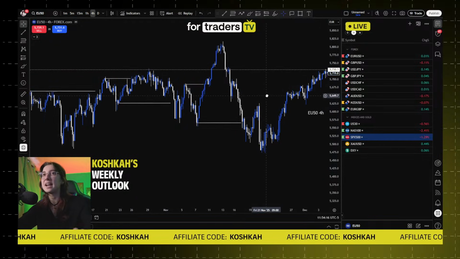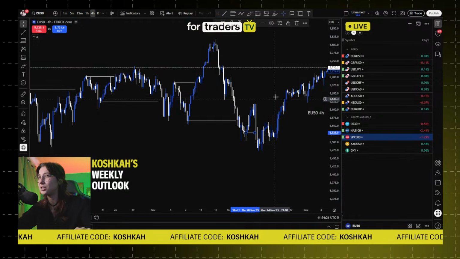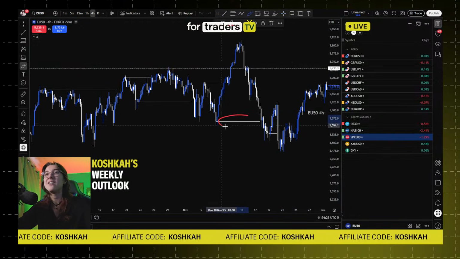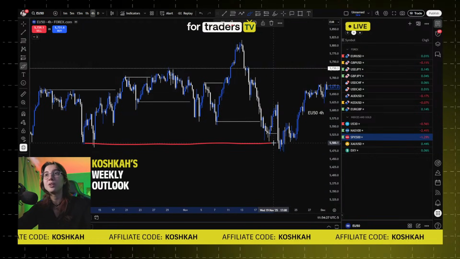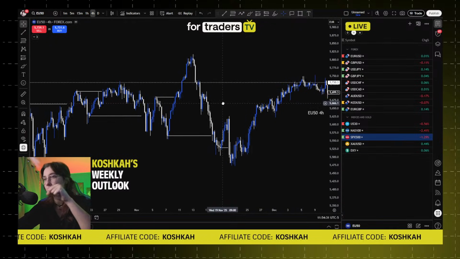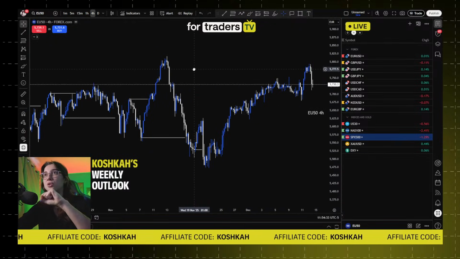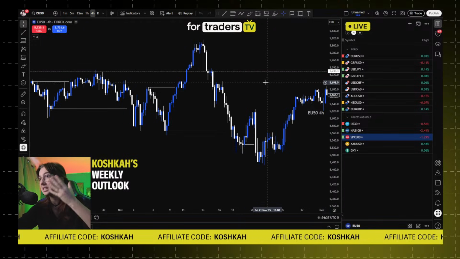This pullback as well is close to the 0.5, so you can consider it. So we basically have a break to the downside, another break to the downside, and the break of the previous range low. So this is a sign of a reversal. This means that we can actually look for some sells here.